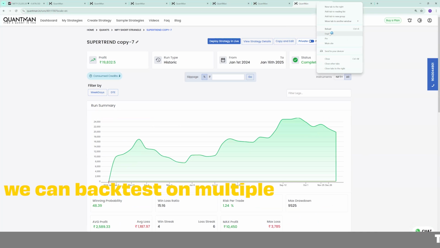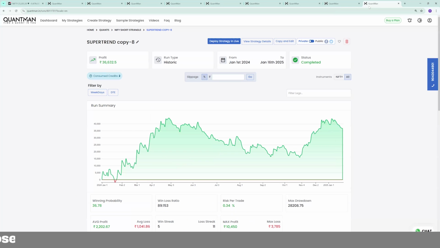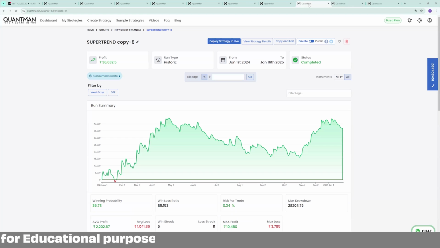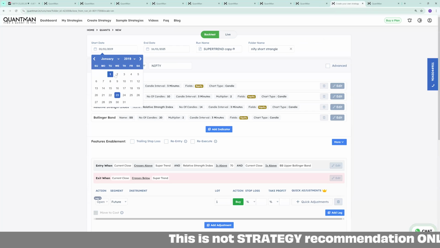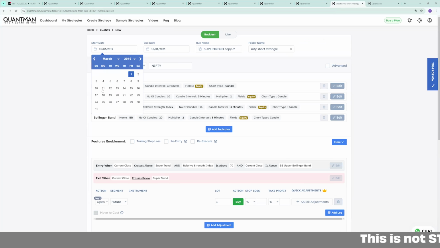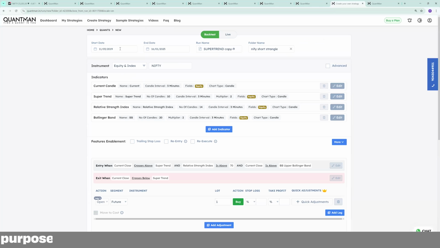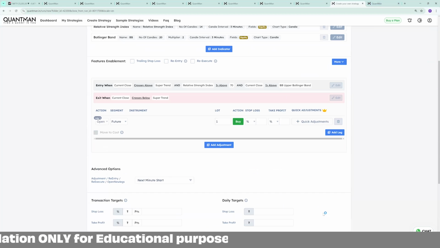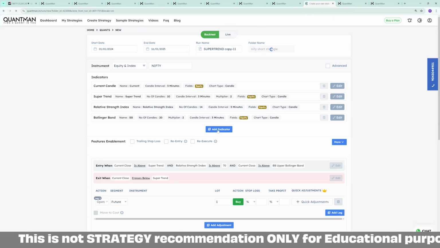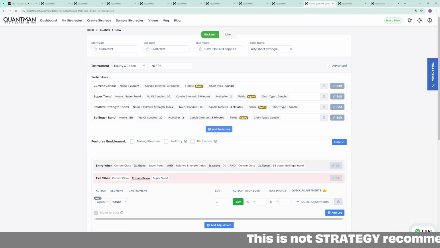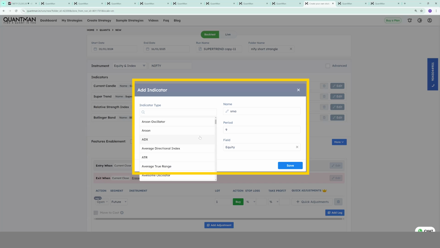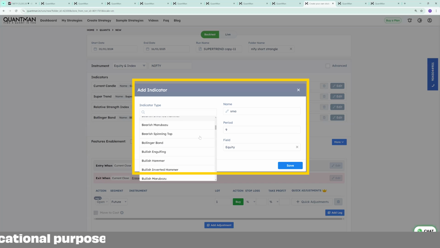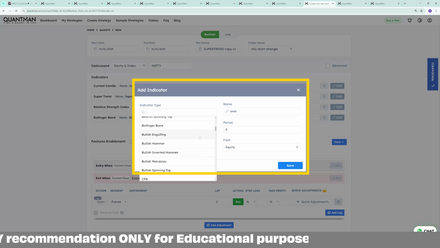Now we can do backtest on multiple years. I do backtest on 2019 March 11, is the option, but right now we are deploying in future. There is one add indicator column, it's a tab. You need to click that. In that you can search how many indicators are available. Each and every indicator has one characteristic.